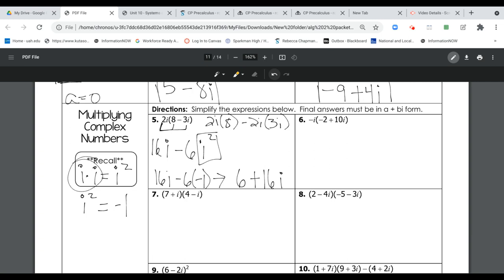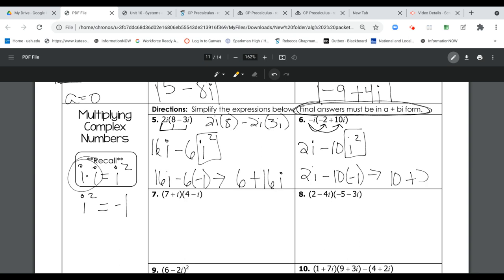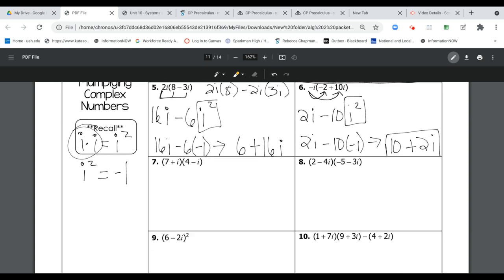Now, the reason I wrote it this way is because the statement right here in your directions says all final answers must be written in a plus bi format. So the a value comes first, and then your imaginary term comes last. So here I'm going to multiply -i times -2, which gives me +2i. -i times +10i is -10i squared. Every i squared becomes a -1. So that's -10 times -1, which would turn into +10 plus 2i. And that would be your final answer. You cannot leave an i squared in an answer. You can't leave anything bigger than just an i to the first power.